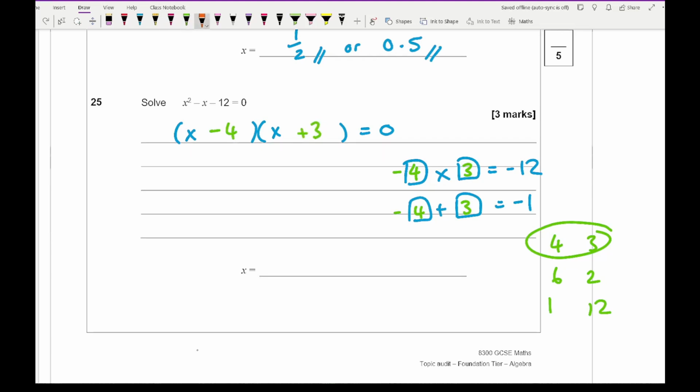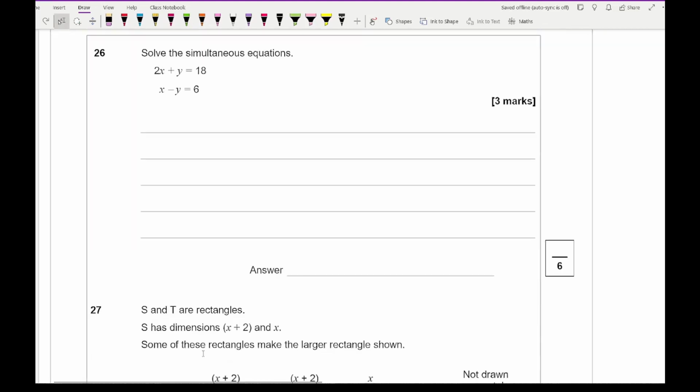And then what I need to do is solve this. So I've got x minus 4 equals 0, so x equals 4. And from this one, we've got x plus 3 equals 0, so x equals minus 3. So the two values are minus 3 or positive 4. And you can write your answer in any order. Moving on to question 26.